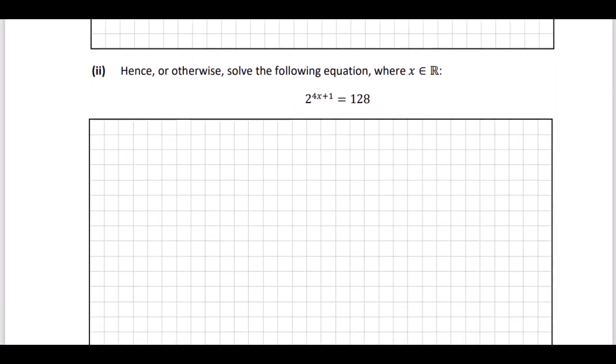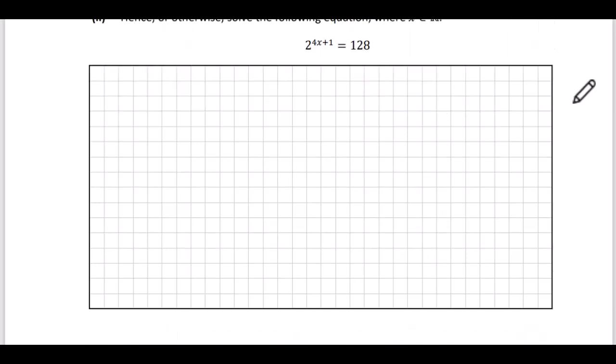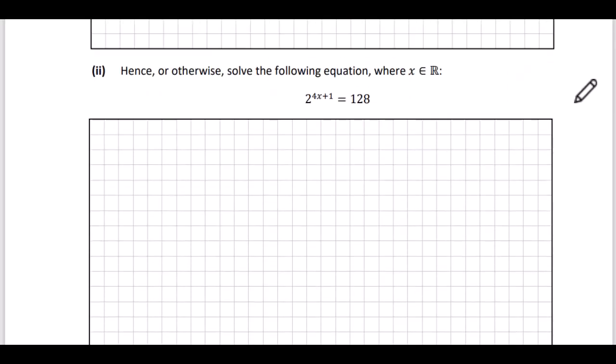Hence or otherwise. Usually when they say hence or otherwise, use the hence part. In other words, they've already told you how to do something that's going to be useful. So we've got 2 to the power of 4x plus 1 is equal to 128. We've turned 128 into 2 to the power of 7. When you've got 2 to the power of something equals 2 to the power of something, the somethings are going to be equal. So the 4x plus 1 is equal to 7.